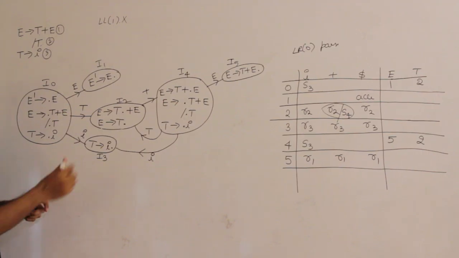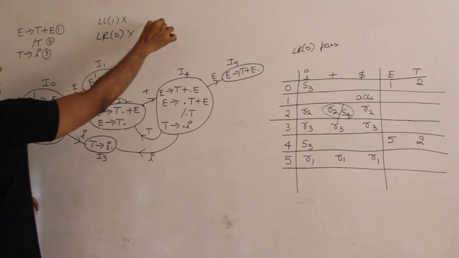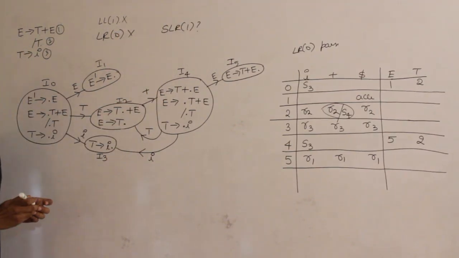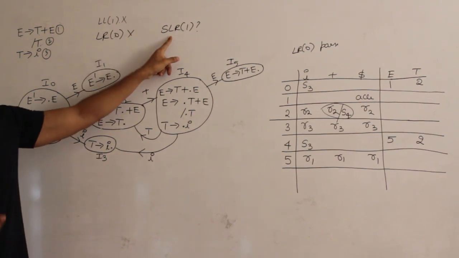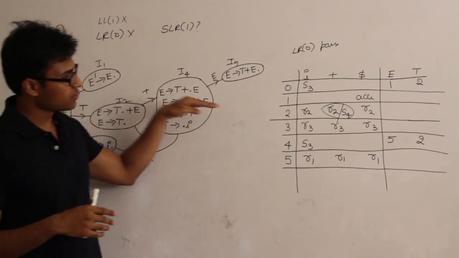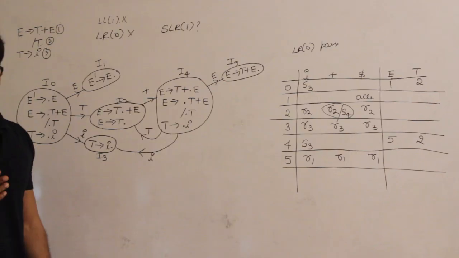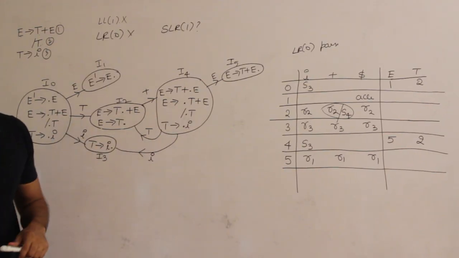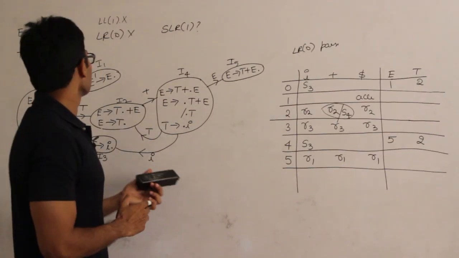Now my question is, yes, this grammar is definitely not LR0, but whether this grammar is SLR1 or not. How to find out whether the grammar is SLR1 or not? The main difference between LR0 and SLR1 is, in LR0 the reduce move is placed in the entire row. In SLR1, the reduce move is placed only in the follow of the left hand side, which means this R2 corresponds to the second production.